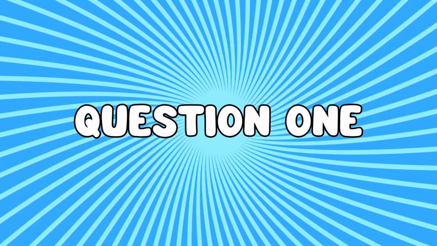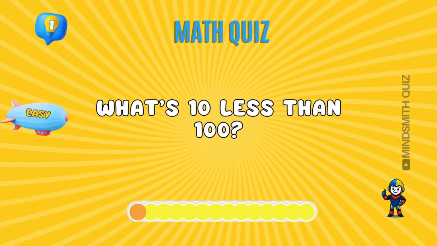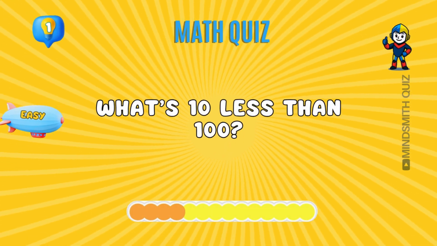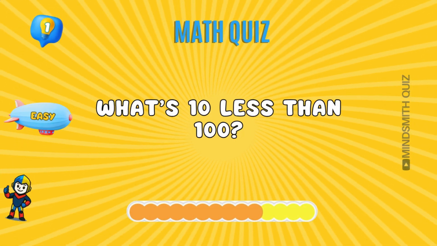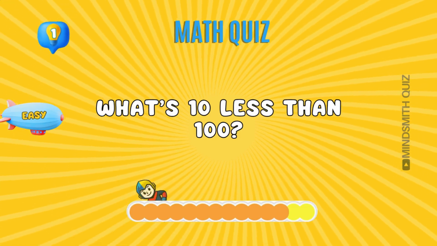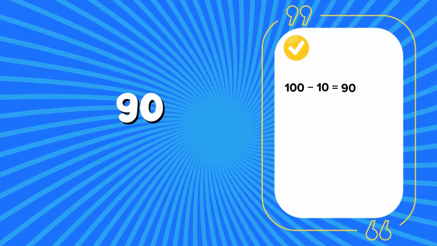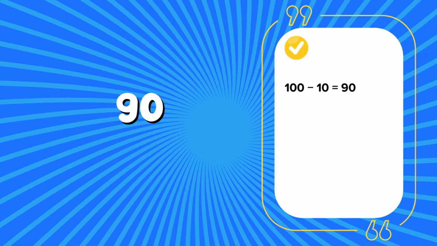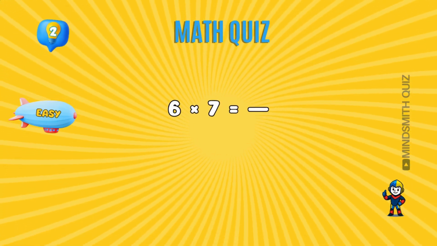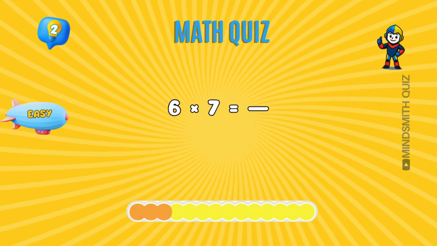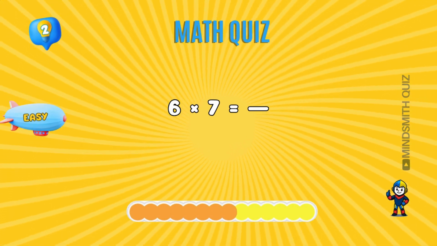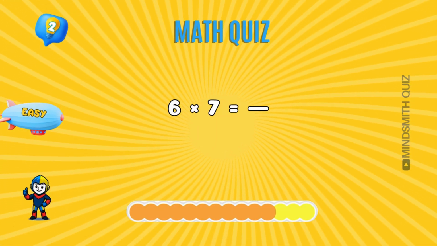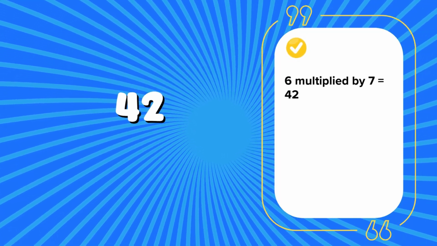Question 1. What's 10 less than 100? Right, it's 90. 6 times 7 equals. Brilliant, it's 42.